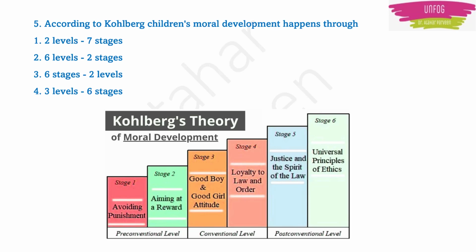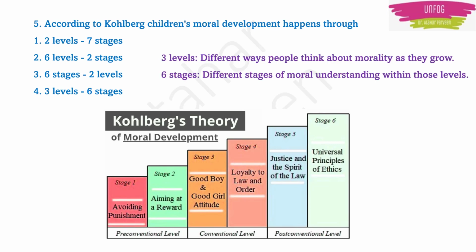In that in the first level, in pre-conventional level, there are 2 stages: avoiding punishment, aiming at a reward. Like that only in conventional level there are 2 stages. Stage 3, which is good boy and good girl attitude, and stage 4, loyalty to law and order. Then in third level, post-conventional level, there are 2 stages again: justice and the spirit of the law, universal principles of ethics. So totally in Kohlberg's theory of moral development, there are 3 levels.